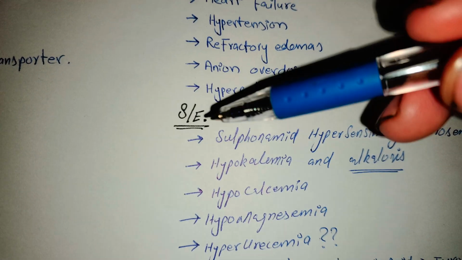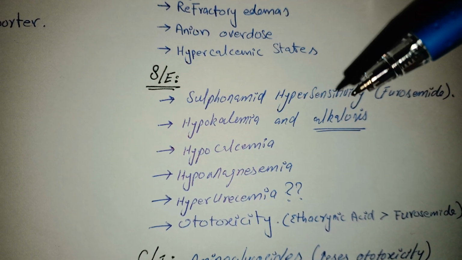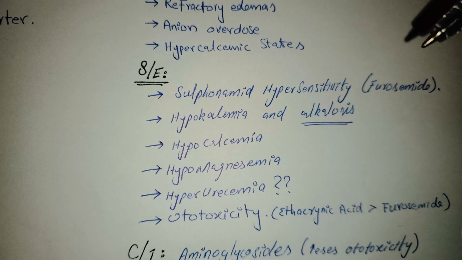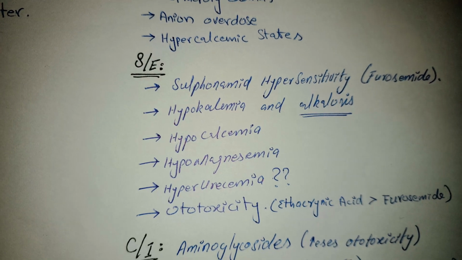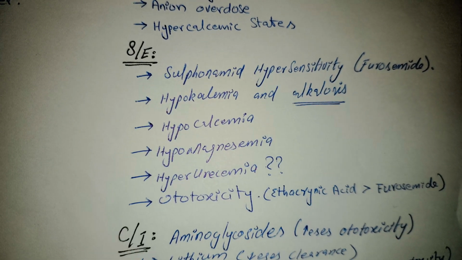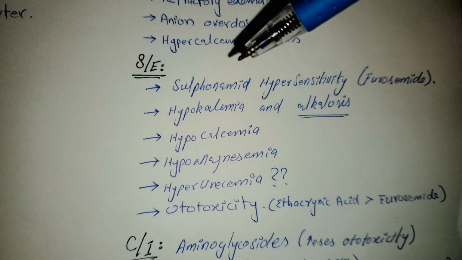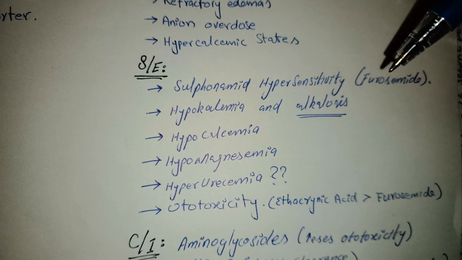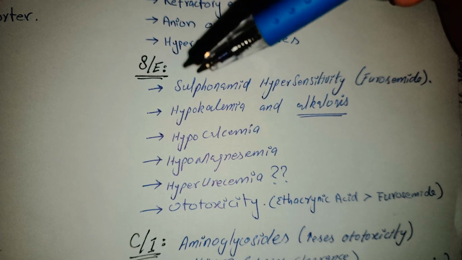So what are the side effects? In side effects of the loop diuretic, we have sulfonamide sensitivity. As we know, there is a group of drugs including furosemide which contain a sulfa group, and many patients have sensitivity to them, causing an allergic reaction. So furosemide can cause a sulfonamide hypersensitivity reaction.